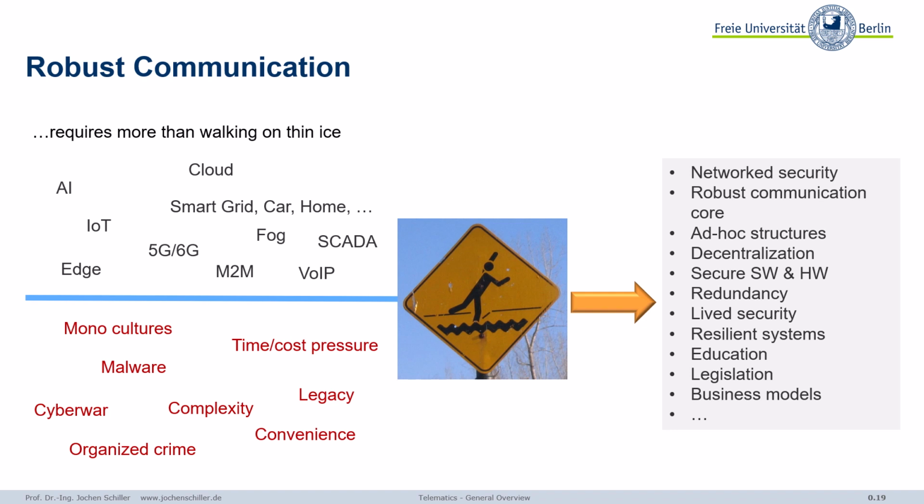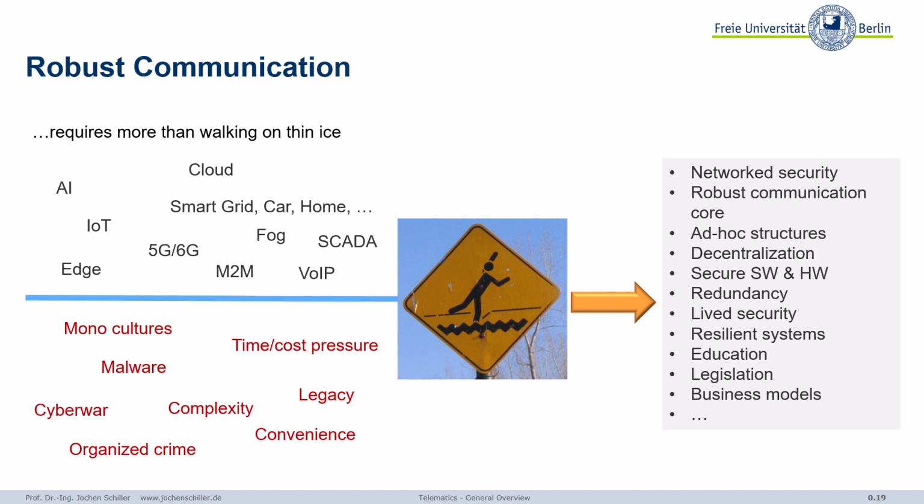or shouldn't we think way more about network security, security from the very beginning, how to create a very robust communication core, no matter what shakes up there, this ship, so the winds of new application services. Maybe we should also have more robust ad hoc structures that help each other out in case of emergency. Maybe you should think of more decentralization, not relying on a single service, but on multiple services, secure software, hardware, redundancy, etc., resilient systems.